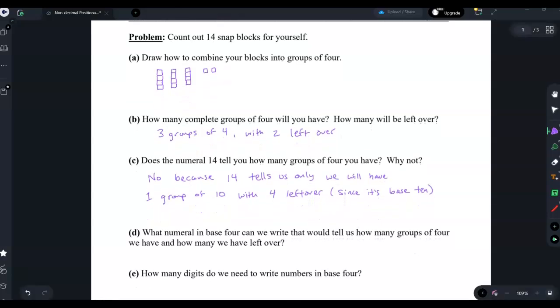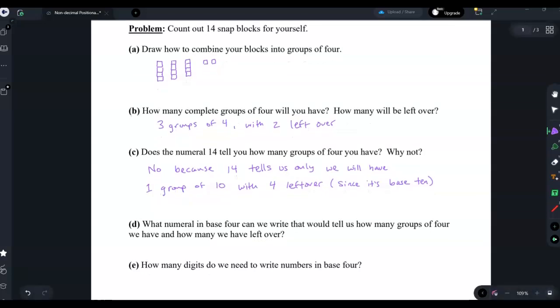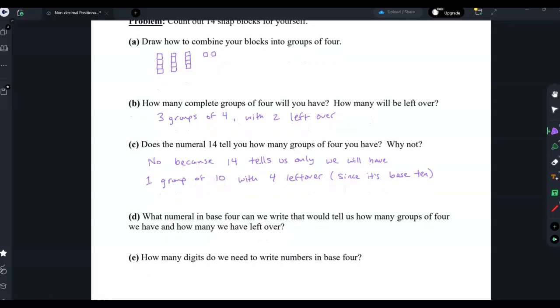So then what numeral in base 4 can we write that would tell us how many groups of 4 we have and how many we have left over? So we know that in base 4, the digit most to the right would still be our ones place. And so that would be for how many we have left over. We said we have 3 groups of 4 with 2 left over. So that means we would have a 2 in the ones place.